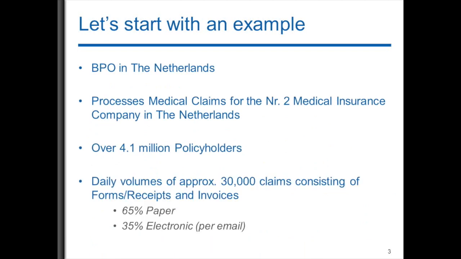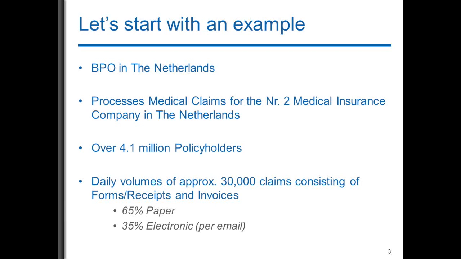One of the first questions we got was from a BPO in the Netherlands. They did a lot of processing of medical claims for the second largest medical insurance company in the Netherlands. This company has about 4.1 million policyholders, and the BPO received 30,000 claims, mainly forms, receipts and invoices, from this medical insurance company. 65% of them were on paper, and about 35% were in electronic form.